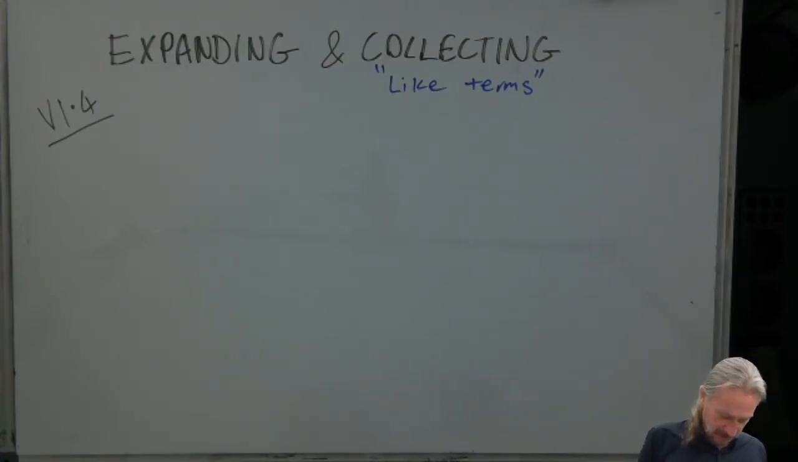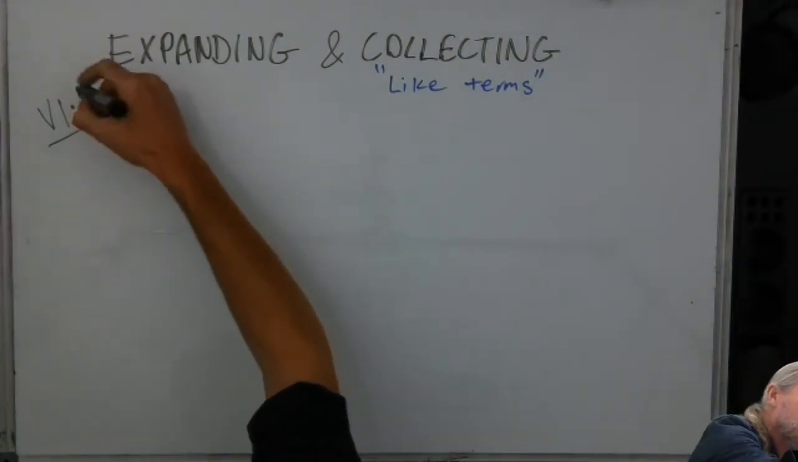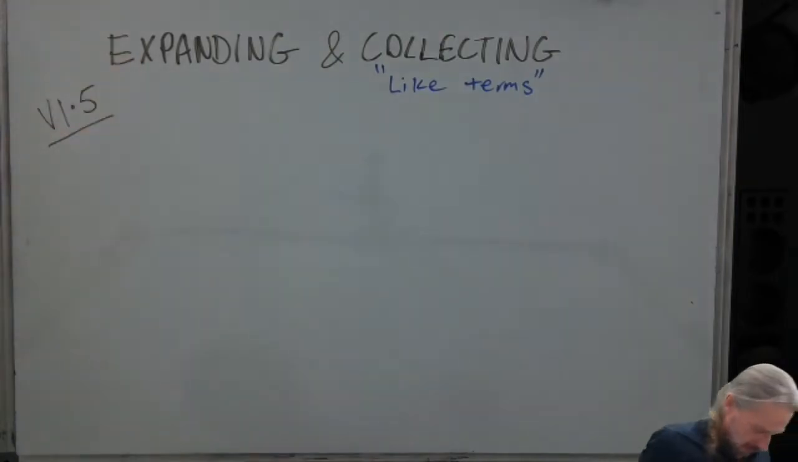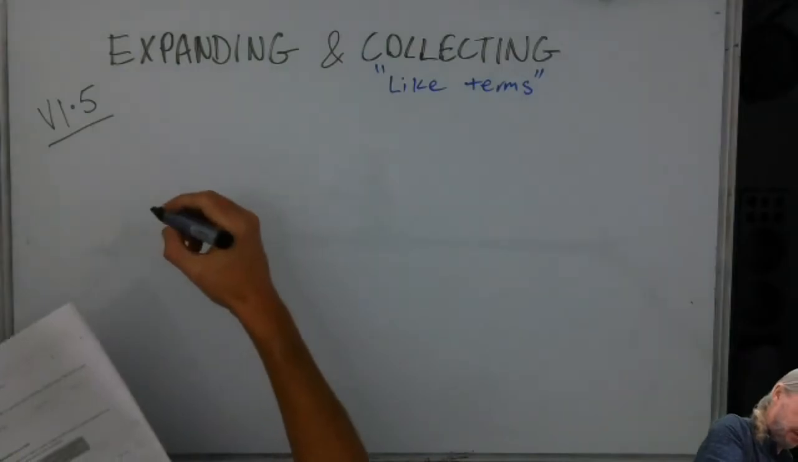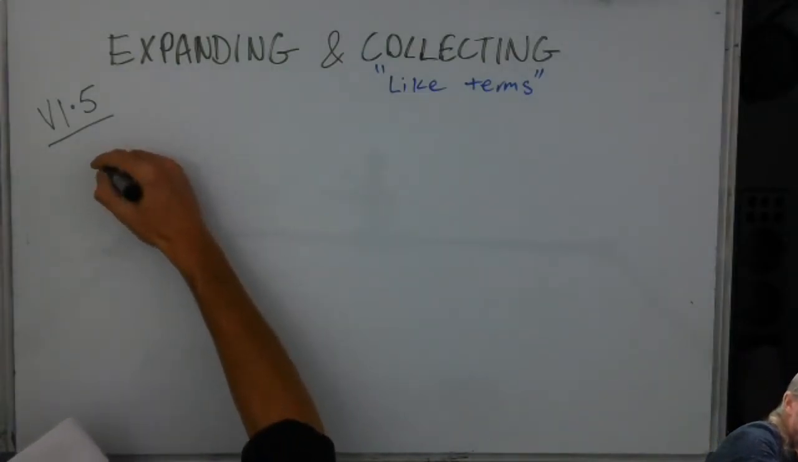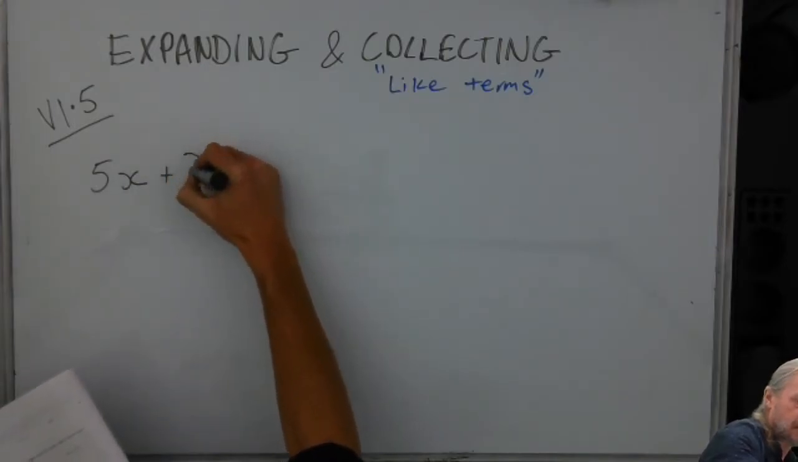So we'll do these examples from the book. So this is the next one of them. Okay, so I'll do this 3 at the top. 5x plus 3.